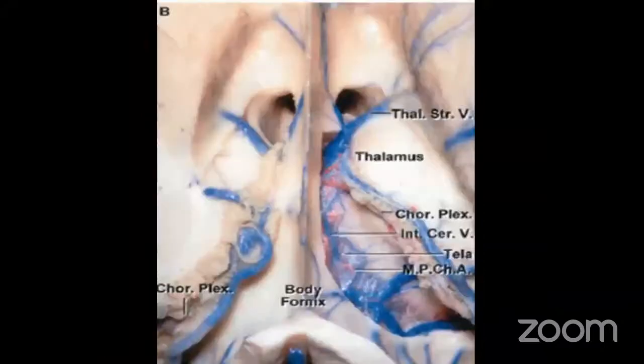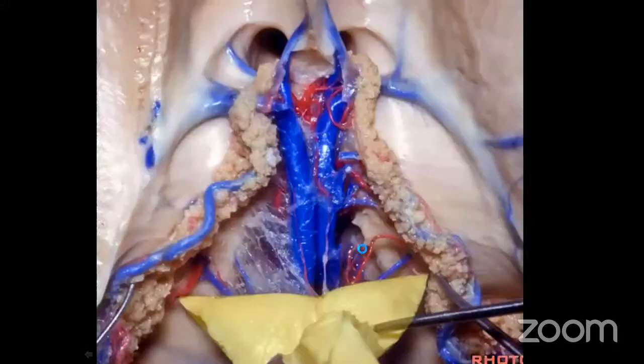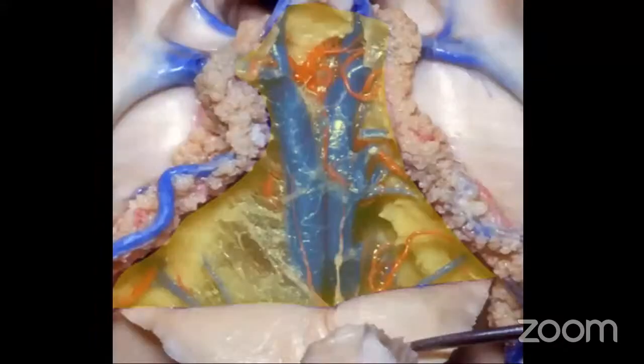So again, we open up the lateral ventricle to gain access to the third ventricle. This region of the third ventricle is actually the velum interpositum. In this picture, the tela choroidea has been peeled away to show the potential space in between the two layers of tela choroidea, within which run the two internal cerebral veins. Another important structure that runs within the velum interpositum is the medial posterior choroidal arteries, which are the blood supply to the choroid plexus.